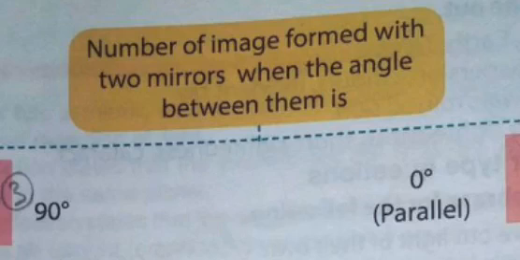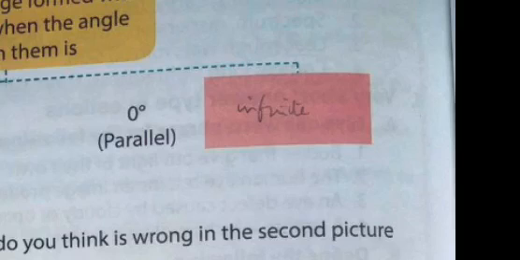Next we will go to page number 240. Number of images formed when two mirrors are kept bent at an angle between them. The formula you can write: 360 degree by 90 degree minus 1, that is 4 minus 1 equal to 3. So when a 90 degree angle is created between the two mirrors, the number of images formed will be 3. And when the angle created is 0 degree, that means the two mirrors are parallel, then it becomes 360 divided by 0 degree minus 1, that becomes an infinite number of images.